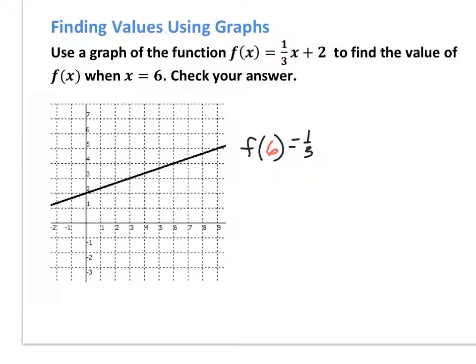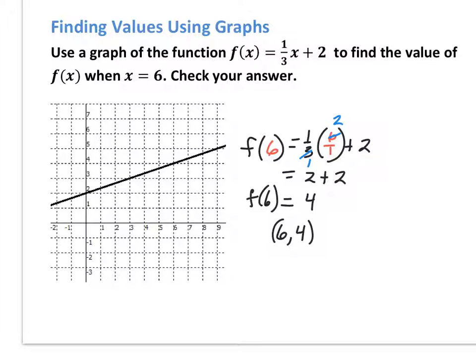which is what we were doing before. We would have 1/3 times, and I'm going to put this as 6 over 1 just so you could see how we take 1/3 of 6 plus 2. So 1/3 of 6 is 2 because 3 divides into 6 twice. So you end up with 2 plus 2, which is 4. So f of 6 is equal to 4. So we should be looking for the ordered pair 6, 4.